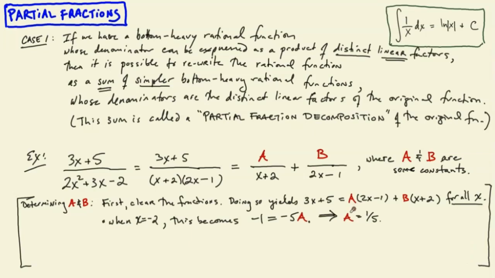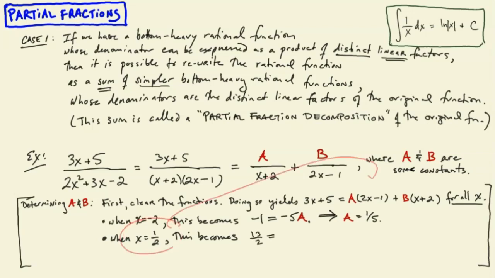How about a value of x that will make this whole term disappear so that b will be the only mystery constant left? What value of x will work there? Of course, it's going to be whatever makes this 0, and that is going to occur when x is half. When that happens, this equation becomes, well, when I pop half into the left-hand side, I end up with 3 halves plus 5. 5 is 10 halves, so that's going to be 13 halves.